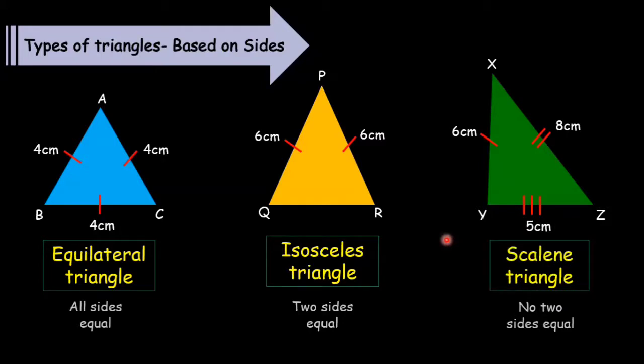I hope this is clear. So when all sides are equal, it is an equilateral triangle. When two sides are equal, it is called an isosceles triangle. And when no two sides are equal, we call the triangle a scalene triangle. Now we will see one sum based on the sides.